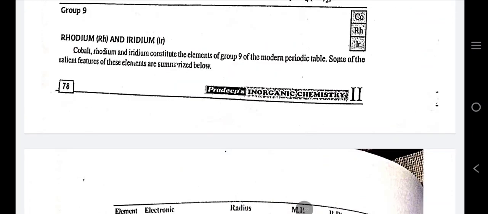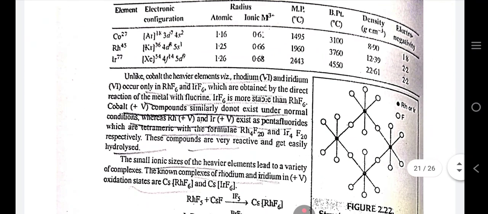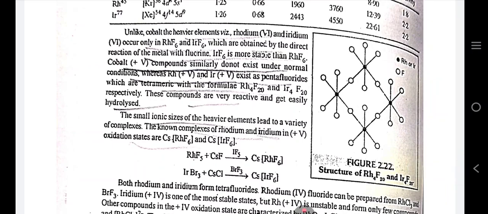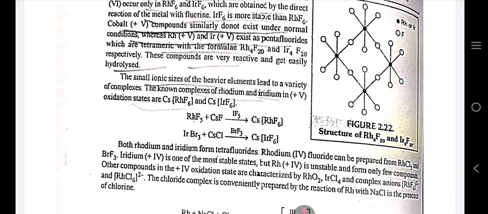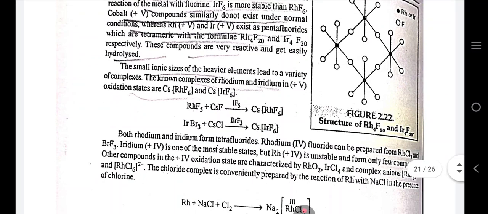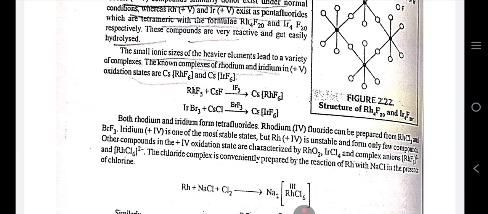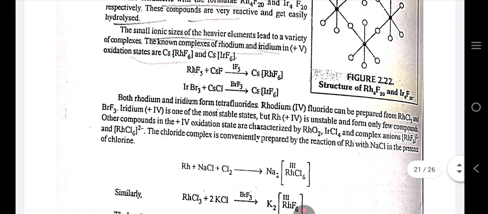Rhodium and iridium. Cobalt, rhodium and iridium constitute the elements of group 9 of the modern periodic table. Some of the salient features of these elements are summarized below. Unlike cobalt, the heavier elements rhodium and iridium occur in RhF6 and IrF6, which are obtained by the direct reaction of the metal with fluorine. IrF6 is more stable than RhF6. Cobalt compounds similarly do not exist under normal conditions. The pentafluorides exist as tetrameric species. These compounds are very reactive and get easily hydrolyzed.